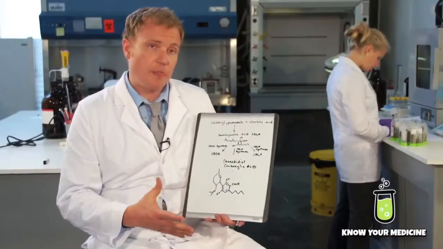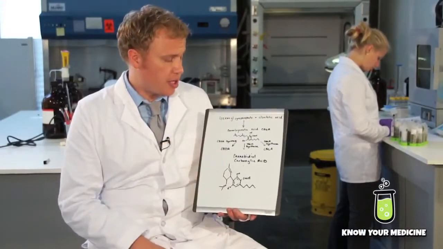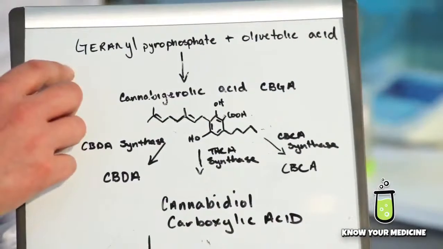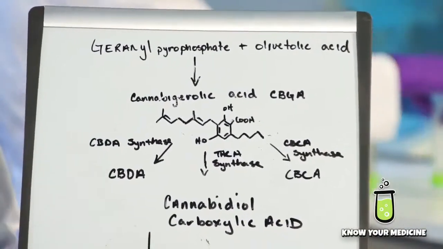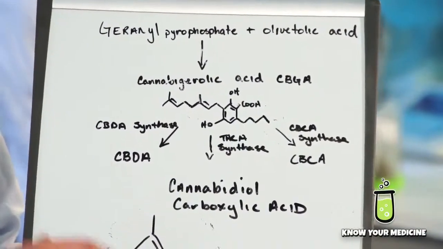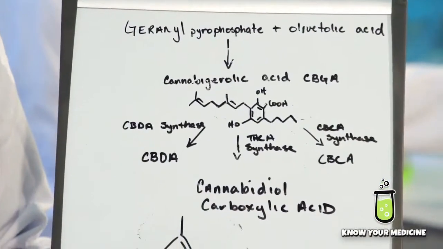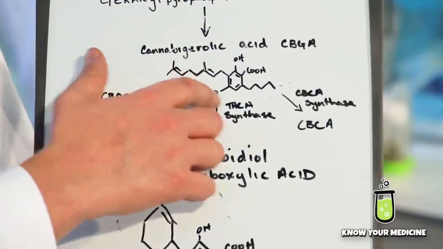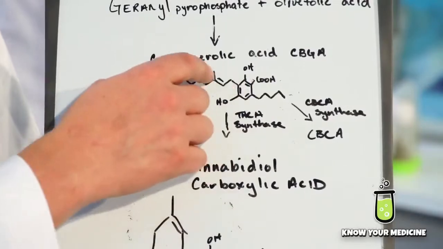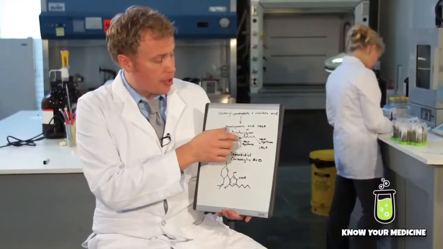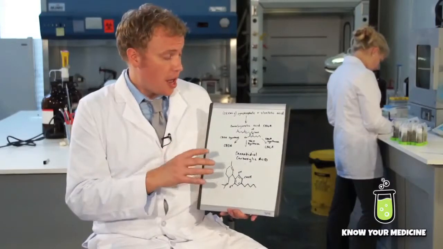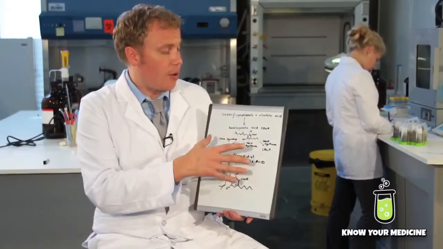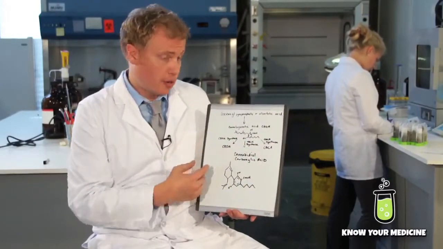Here we have the synthetic pathway in the plant by which CBDA is produced. We start out with geranyl pyrophosphate and olivetolic acid that combine in another enzyme catalyzed reaction to form cannabigerolic acid, or CBGA. And this is the structure of cannabigerolic acid, and you see this long chain of carbon molecules. These carbon molecules are able to bend in and form rings and other structures that allow it to be the precursor for all these other compounds we see.